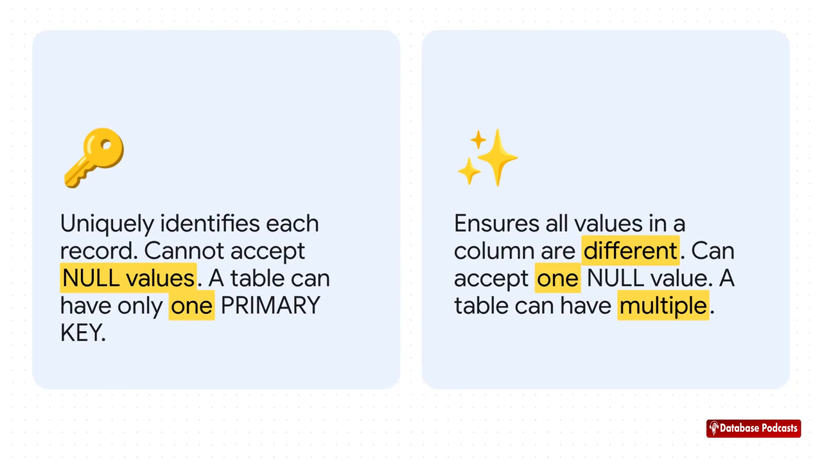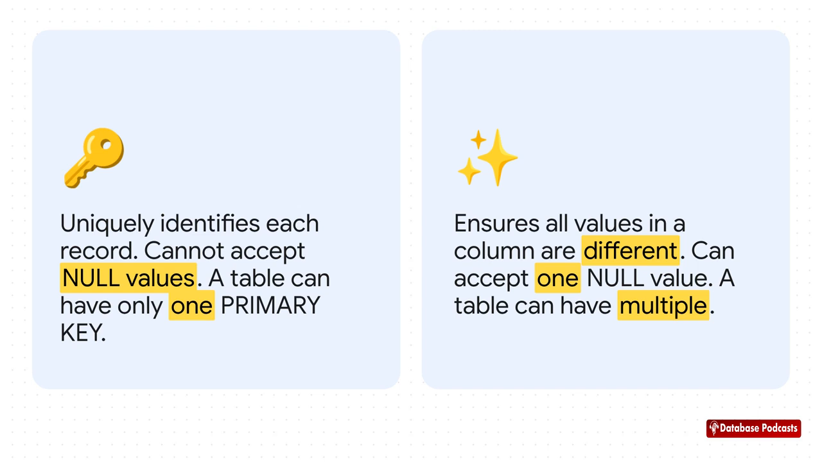Now, it's really important to know when to use a primary key versus a unique constraint. Think of it like this: every table needs one and only one primary key. It's the official main ID for a record, and it can never, ever be empty. But you might have other columns that also need to have unique values. For example, in a table of employees, the employee ID is your primary key.